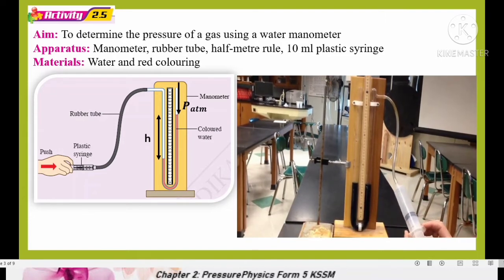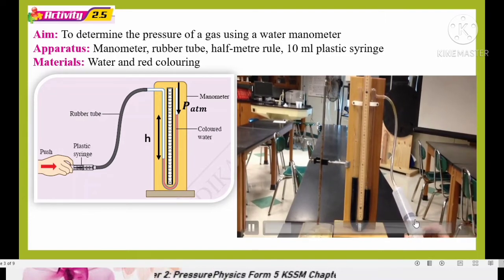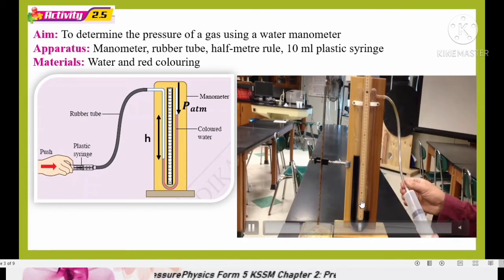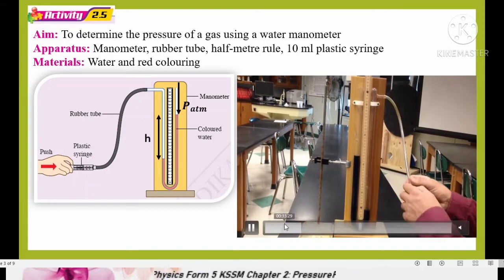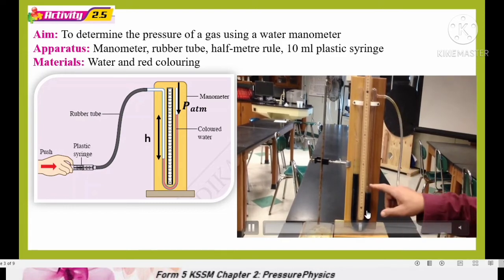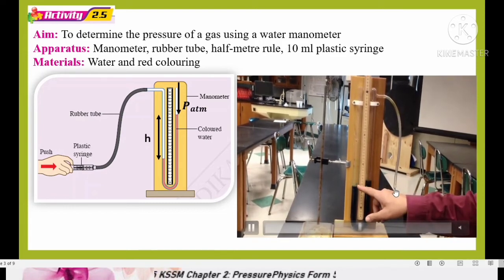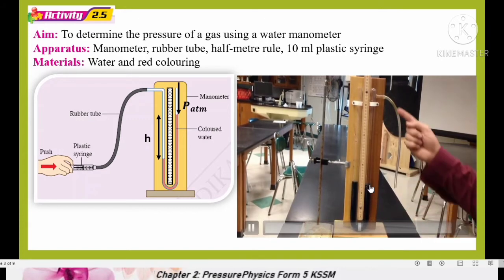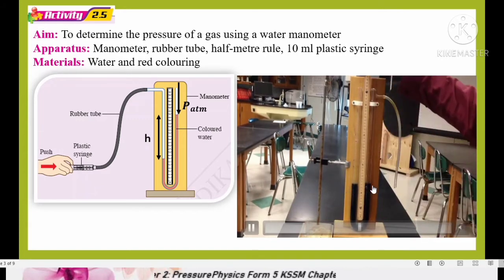Okay, push the piston slowly to a certain value of volume, for example, initially maybe 8 millimeter. So you can see the level of water in the tube change. Okay, so what you do, you just measure the difference in level of colored water. Once you remove the string, you can see the level go back to the same level.